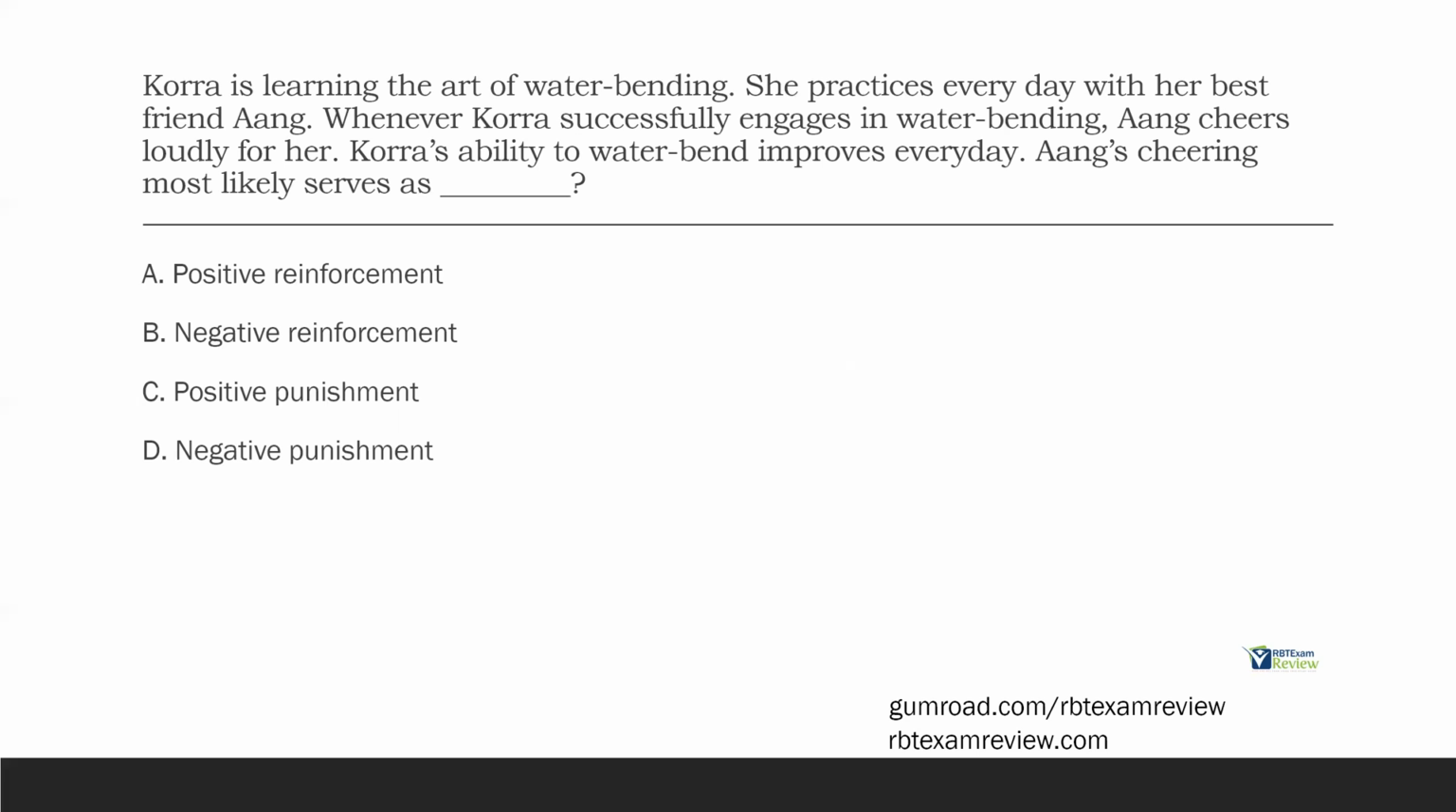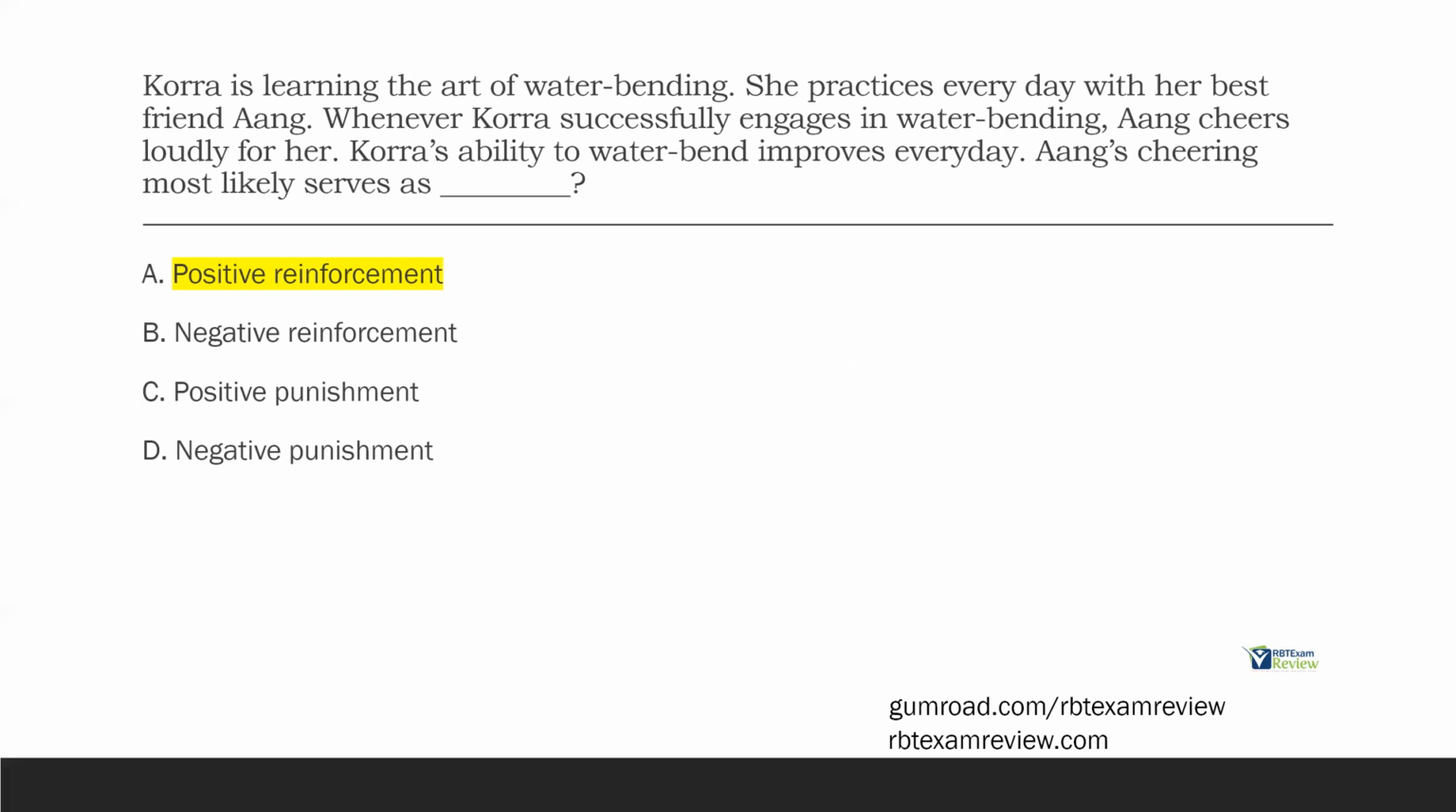When we increase a behavior, what are we doing? We're reinforcing. Aang is adding the cheering, which is reinforcing and increasing Cora's ability. Therefore, Aang's cheering most likely serves as positive reinforcement. The reinforcement questions, break them down like that. Look at positive or negative: are we adding or removing? Reinforcement: are we increasing or decreasing? Okay, and then put them together, you get positive reinforcement, right?